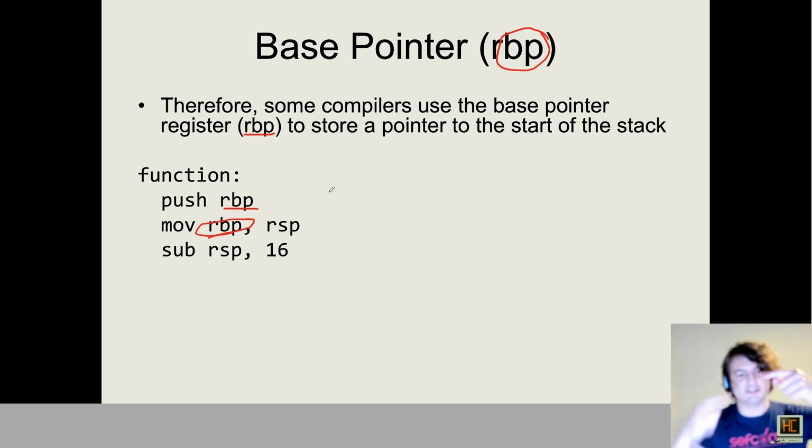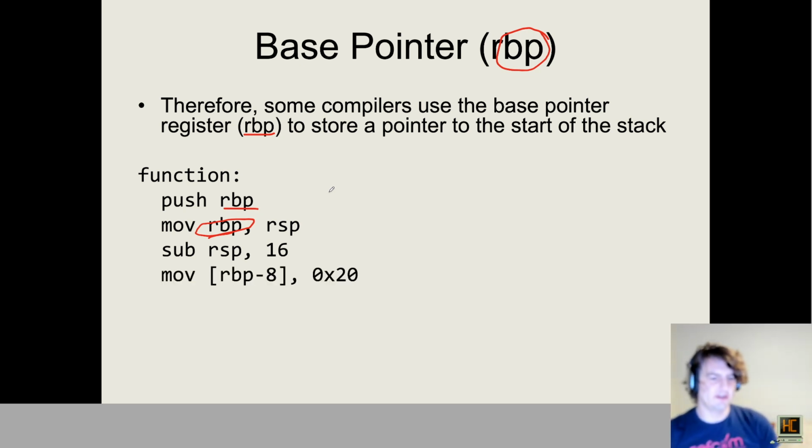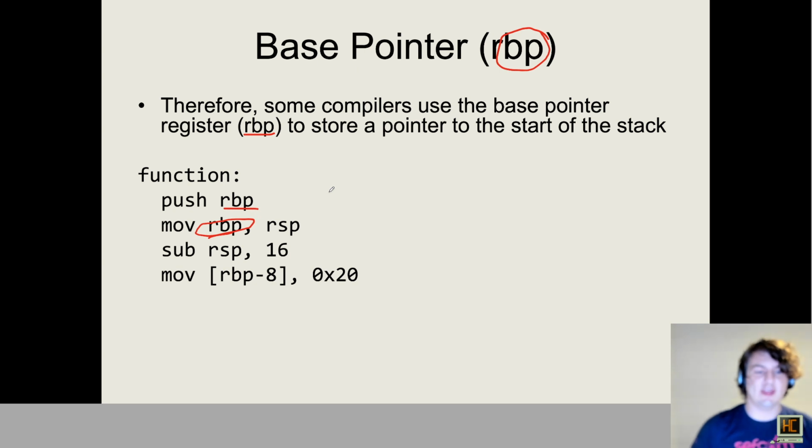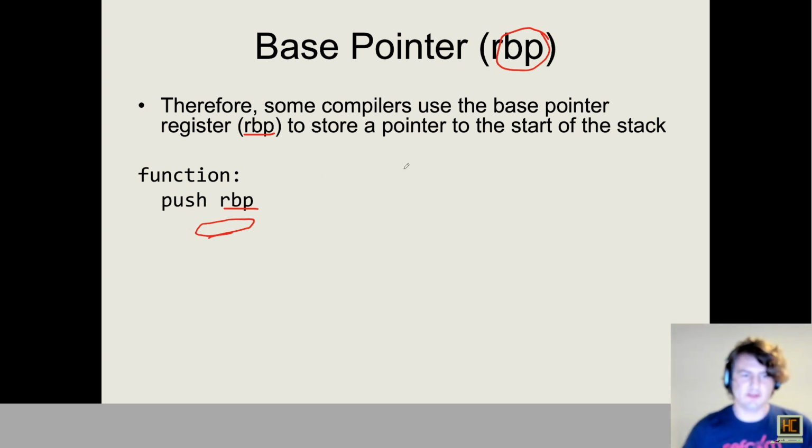And then we're going to subtract 16 from the stack pointer. So we can see that the base pointer points to where the stack pointer was at the start of this function, and then the stack pointer moves down 16 bytes. And now, rather than using references from the stack pointer, we're going to use offsets from the base pointer. So we'll walk through this.